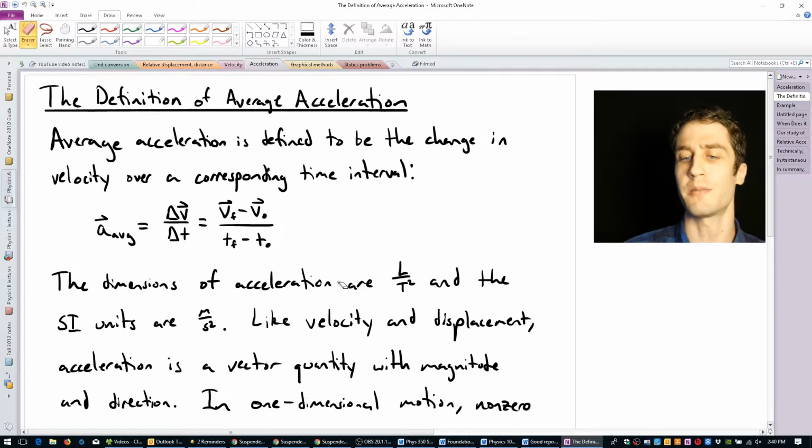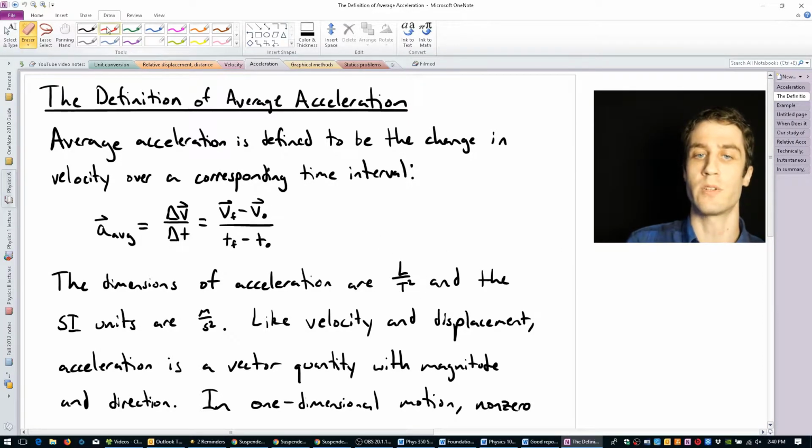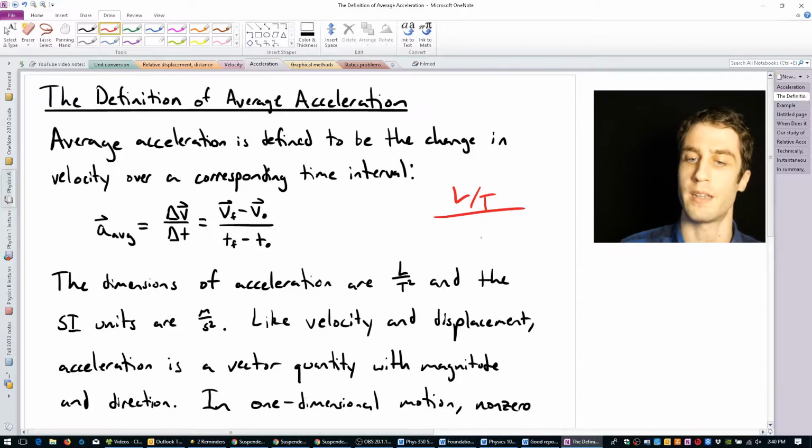The dimensions of acceleration are length per time squared. We have a length per time in the numerator, so let's be explicit about this. Velocity is a length divided by a time, and that's being divided by a time. Again, don't forget that when these are subtracted, it doesn't change the units at all, or it doesn't change the dimensions at all. So we have length divided by time, and so we get length divided by time squared. The SI units are meters per second squared.